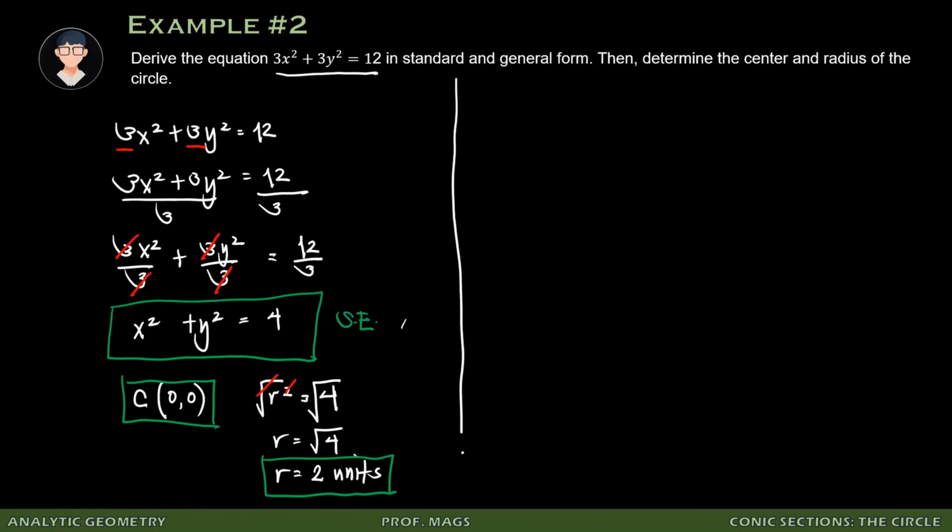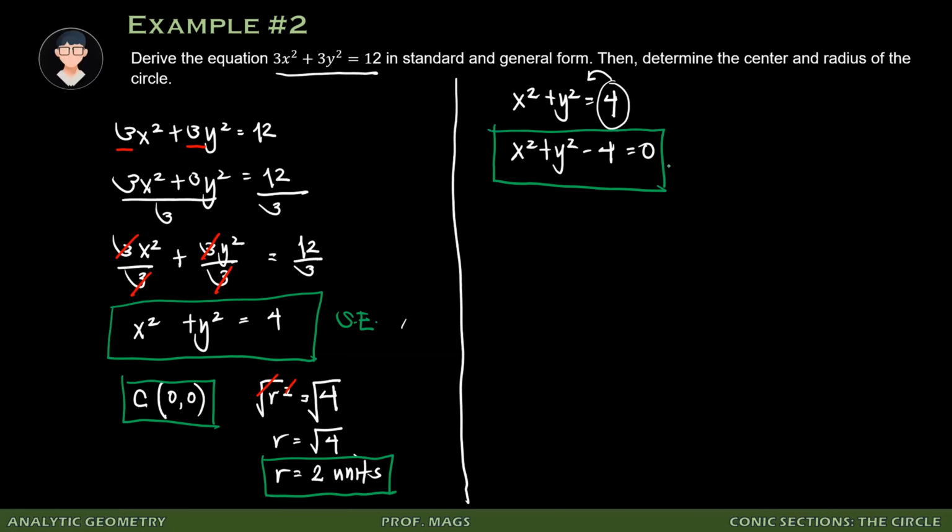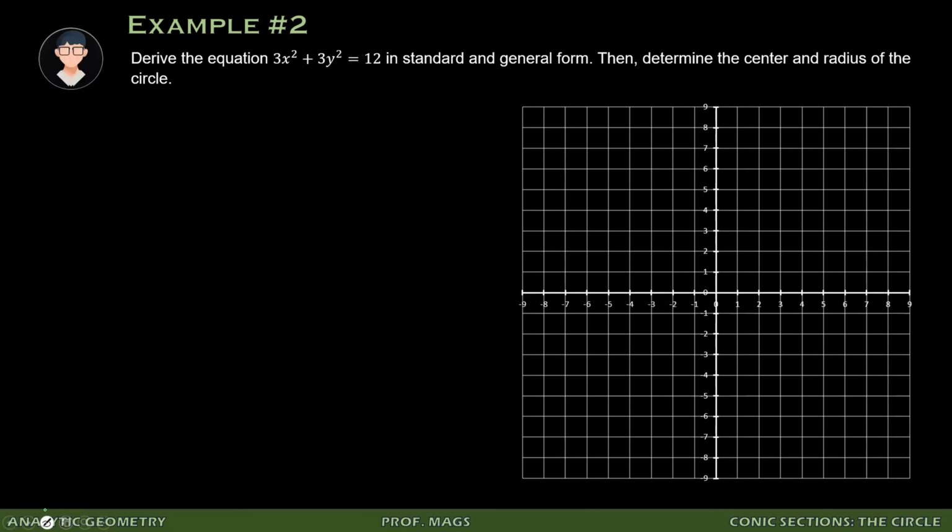Now we're going to convert this standard equation to general form. So all you have to do here is transpose this constant term to the left side of the equation. So x squared plus y square minus 4 is equal to 0. So this will be our general equation of our circle, whose center is at the origin and has a certain radius value. Now, let's try to graph this example number 2.